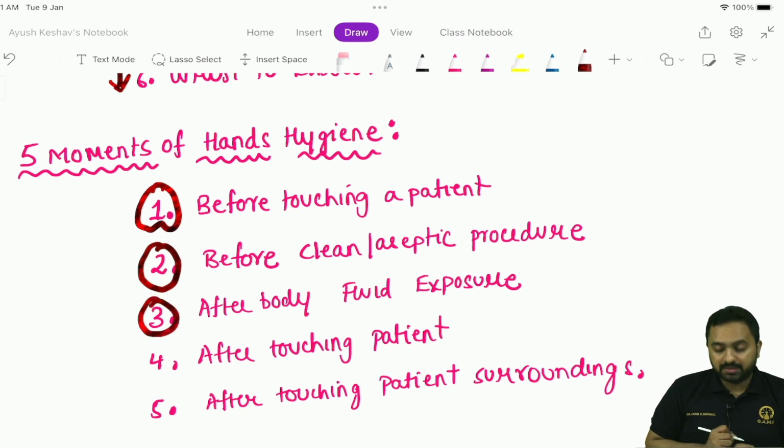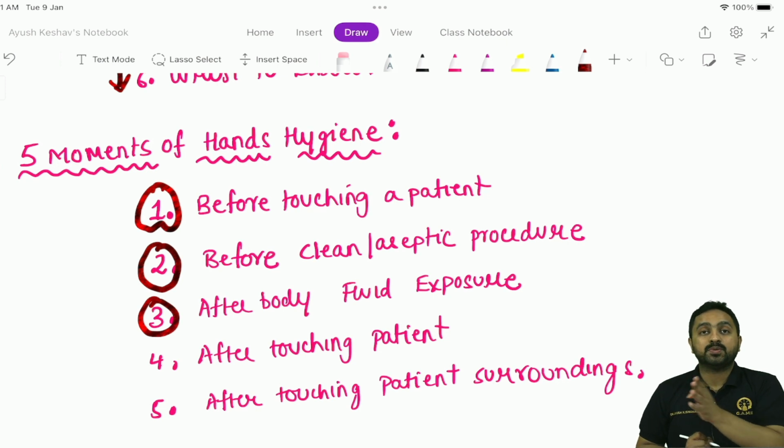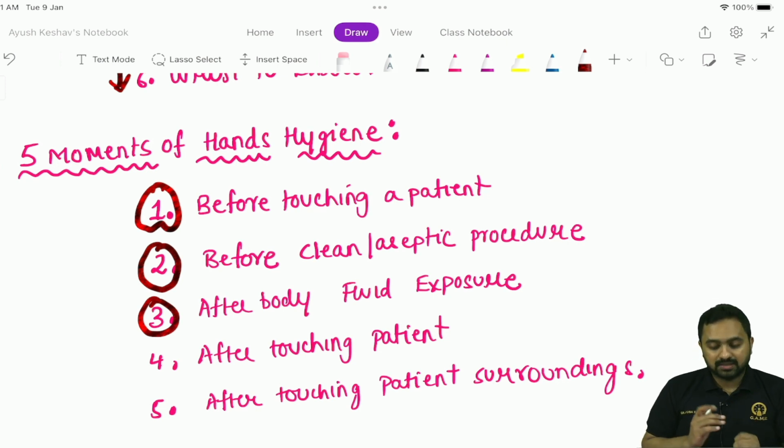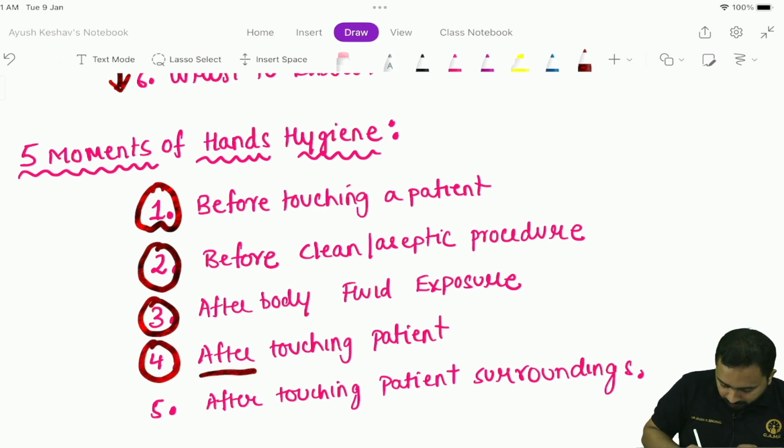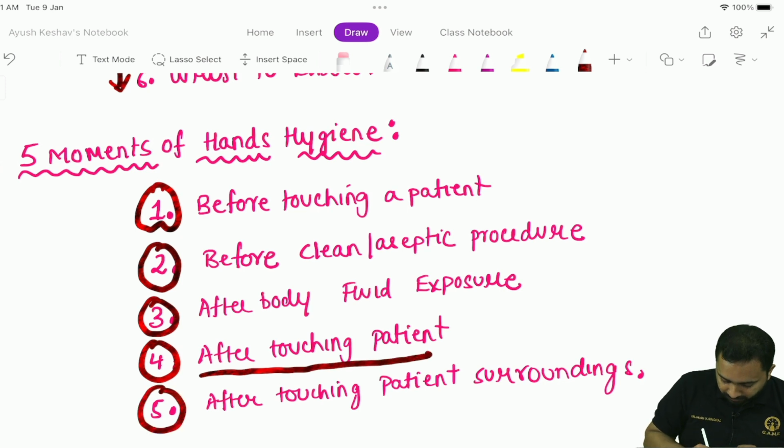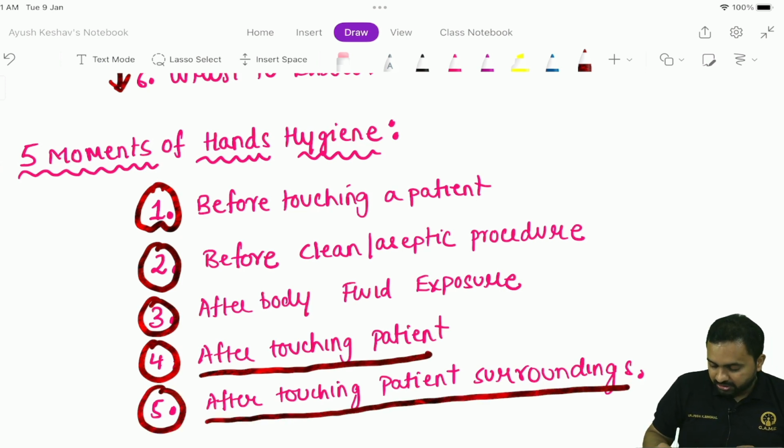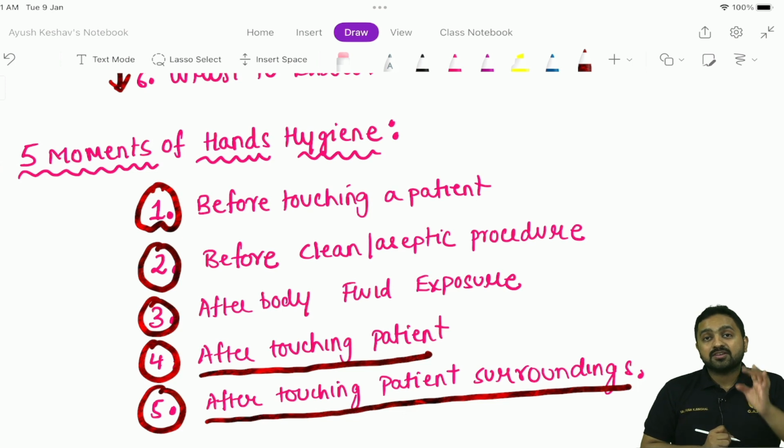Third would be after body fluid exposure. Fourth is after touching the patient. Fifth is after touching patient surroundings. Right. So these are your 5 moments of hand hygiene.